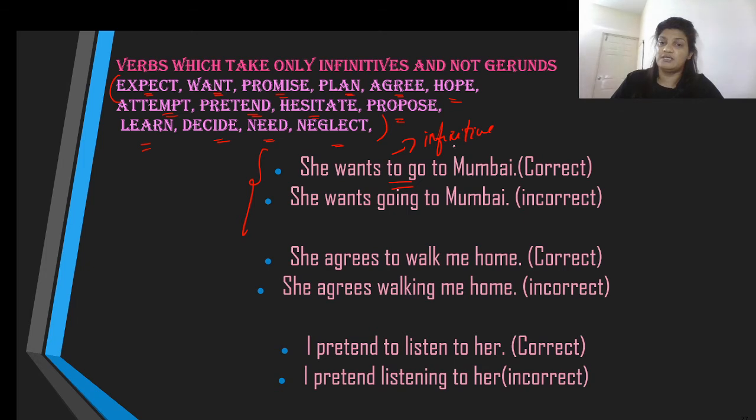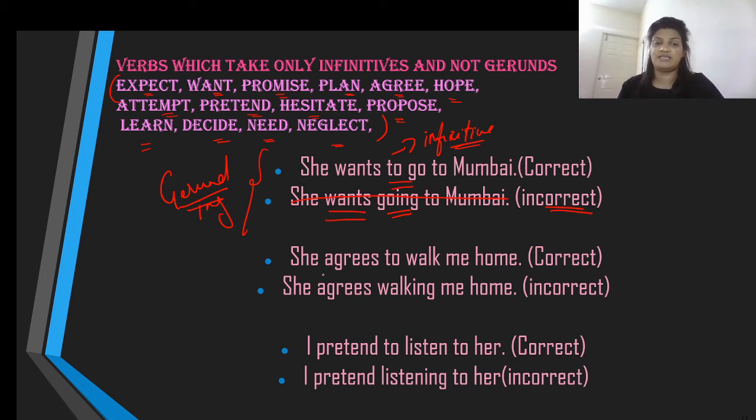That's correct. So try and change this infinitive into an ing verb like this. She wants going to Mumbai. Does this statement make any sense at all? Certainly not. It is incorrect. Therefore, the verb wants doesn't take an ing verb, or else doesn't take gerund. If you use a gerund with want, it becomes incorrect.